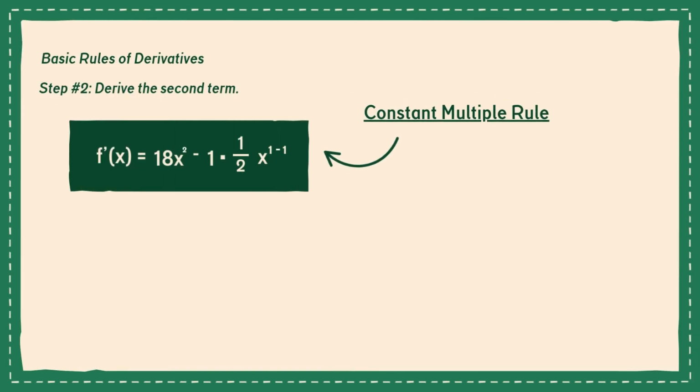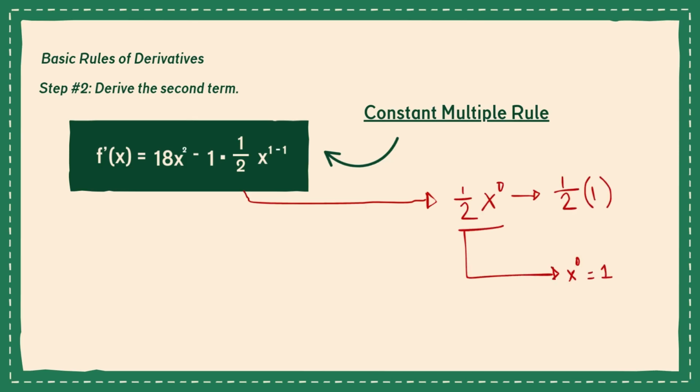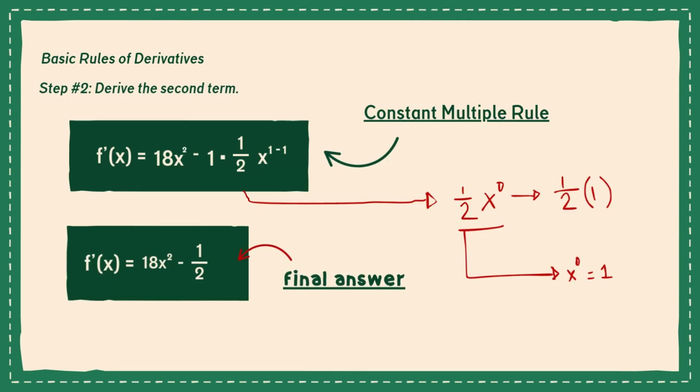Step number 2, derive the second term. f prime of x equals 18x squared minus 1 times 1/2 x raised to the power of 1 minus 1. Remember the rule of exponent: x raised to the power of 0 is equal to 1. So, f prime of x equals 18x squared minus 1/2 times 1. So the final answer is f prime of x equals 18x squared minus 1/2.